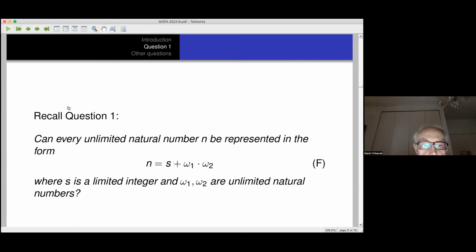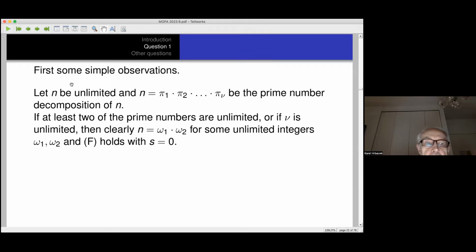Okay, so let's recall the question. We want to write n as a standard limited integer plus a product of two unlimited integers. So first, let's look at n and let's write its prime factorization. And notice two things. If the number of factors is unlimited, then of course we can write n in that form. We just split the factors in half. We take half of the factors and put them into omega 1, and we put the other half of the factors into omega 2. And we have n written as omega 1 times omega 2 with s equals 0.